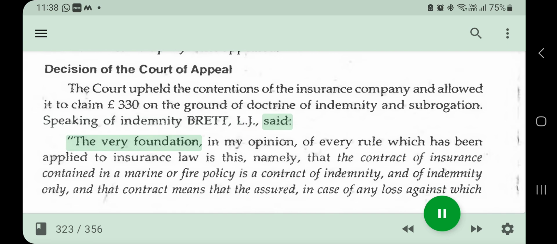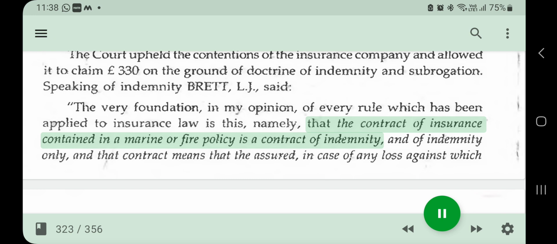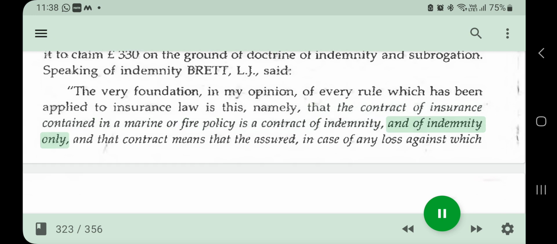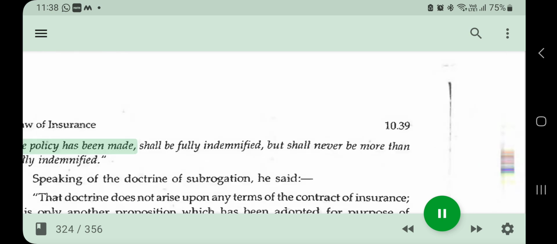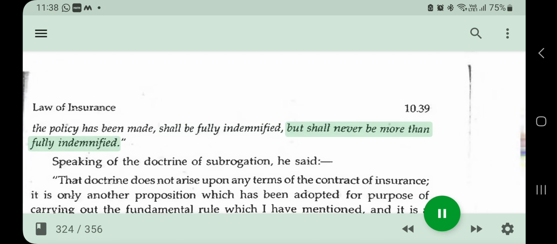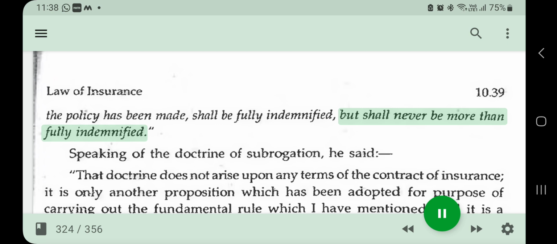Speaking of indemnity, Brett, L.J., said, "The very foundation, in my opinion, of every rule which has been applied to insurance law is this, namely, that the contract of insurance contained in a marine or fire policy is a contract of indemnity, and of indemnity only, and that contract means that the assured, in case of any loss against which the policy has been made, shall be fully indemnified, but shall never be more than fully indemnified."